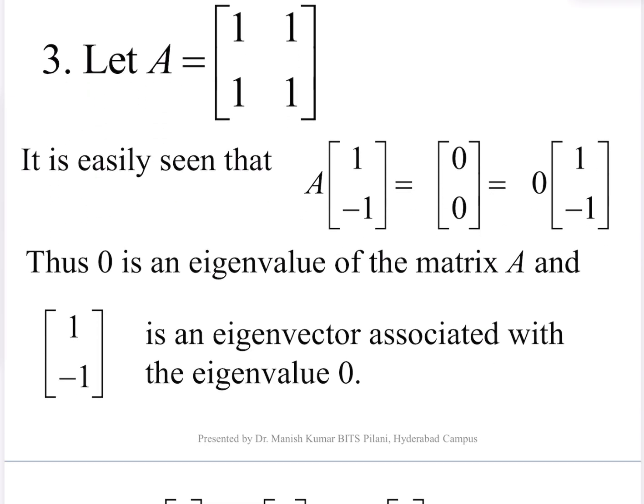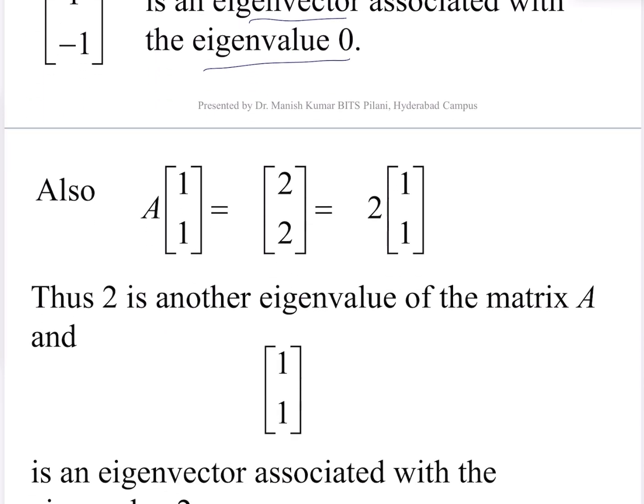Similarly, consider a matrix A of a special kind, with all entries 1. Then it is easy to see that A times (1, minus 1) is equal to (0, 0), and we can write it as 0 times (1, minus 1). So 0 is an eigenvalue of this matrix, and (1, minus 1) is an eigenvector associated with the eigenvalue 0.